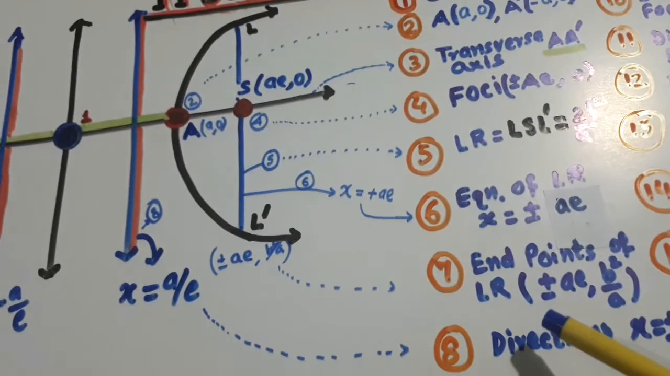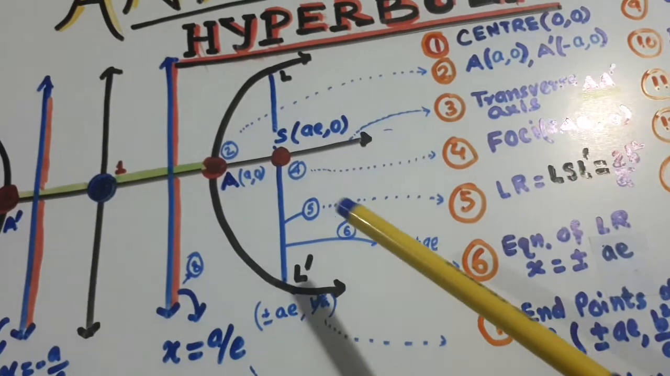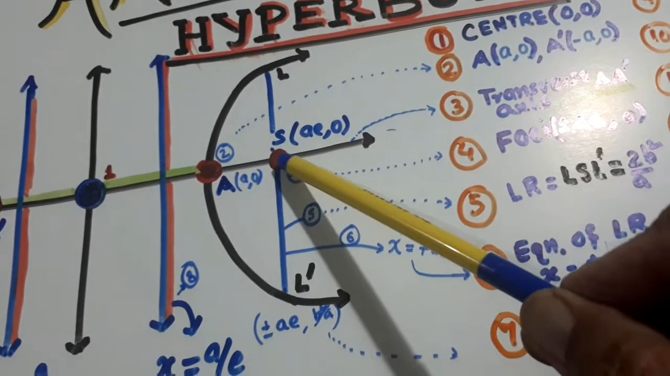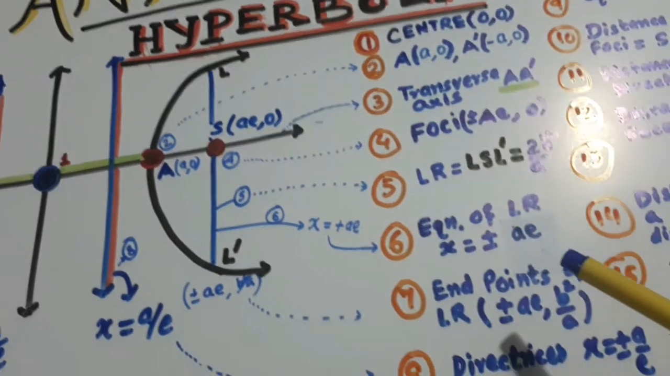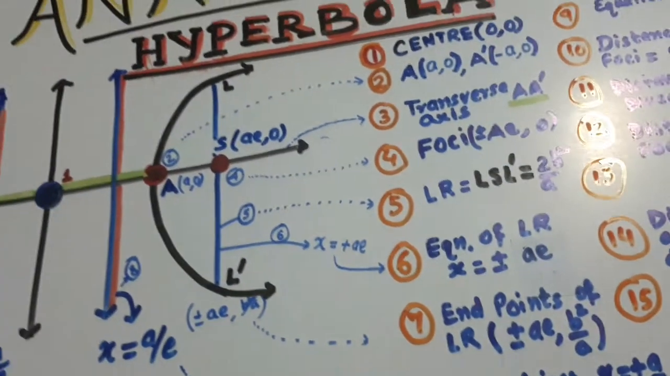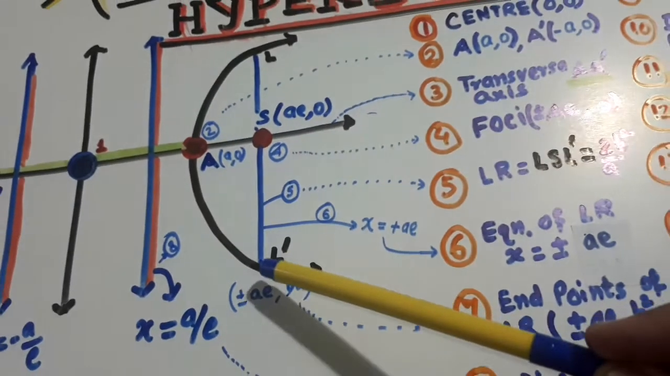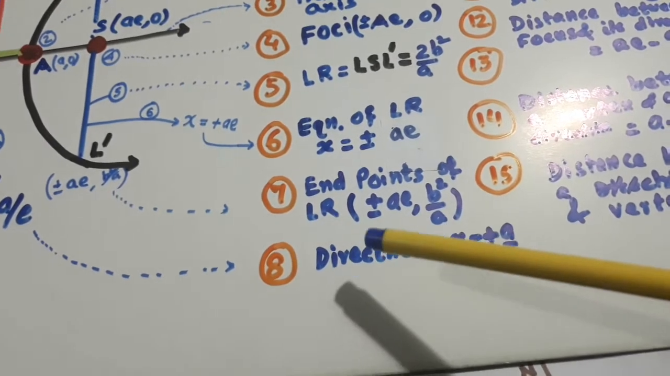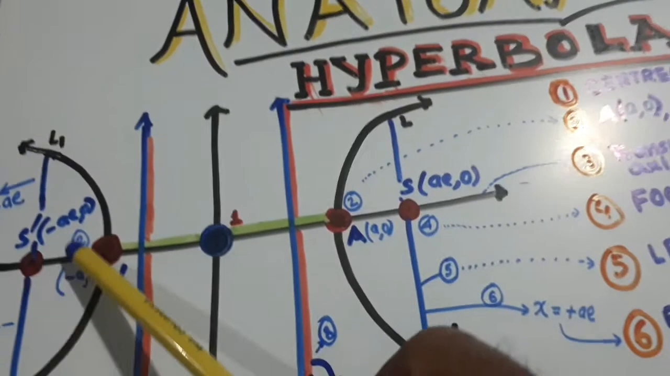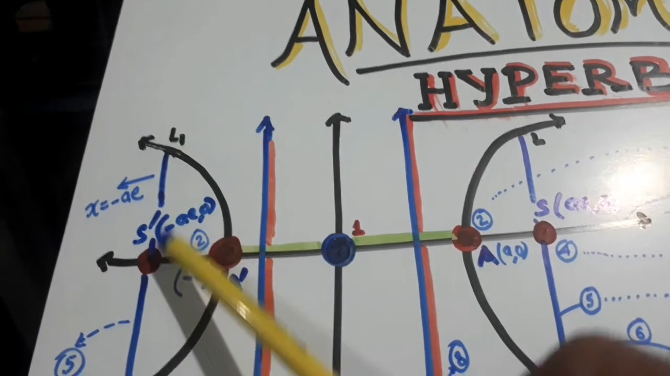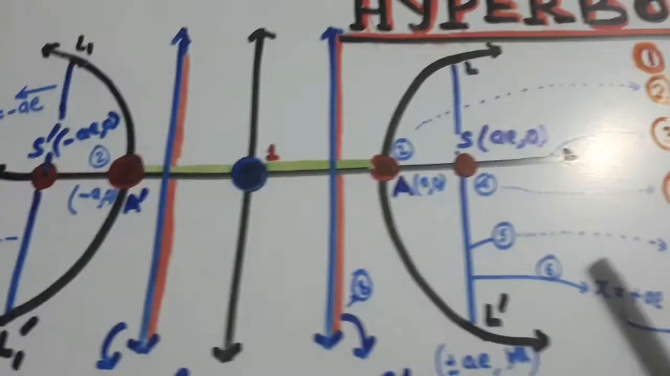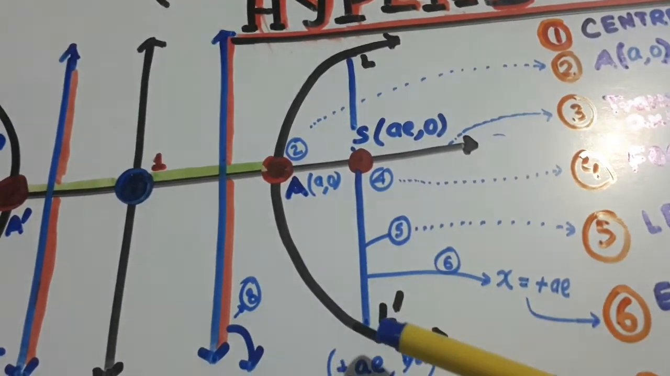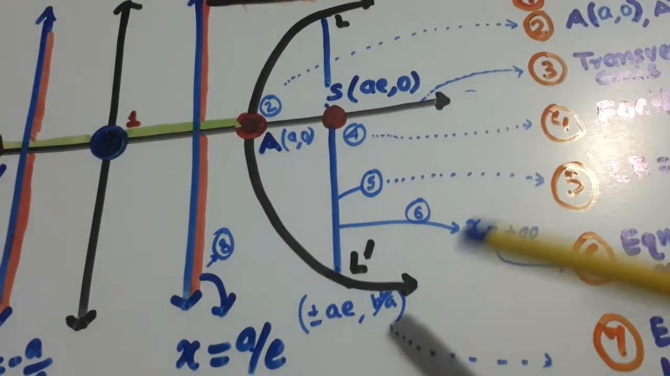Endpoints of the latus rectum. Look here. This is ae. X is how much? ae. And this one is b square over a, and this is with plus minus. Look here. This is minus ae and this is b square over a. So this end is (ae, b square over a) and this is (ae, minus b square over a).